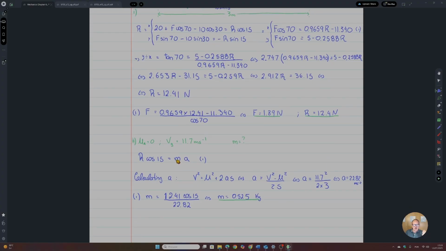So what do you need to know? You need to know the acceleration in order to calculate the mass. To calculate the acceleration, you use this expression, this uvat, because you know the final speed, you know the initial speed, you know the distance, the only thing you don't know is the acceleration. So just substitute, you calculate the acceleration, then the mass is just going to be the value of R times cosine of 15 divided by the acceleration, which is 0.525 kilograms.